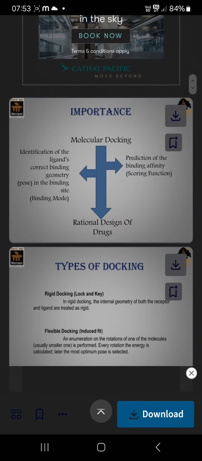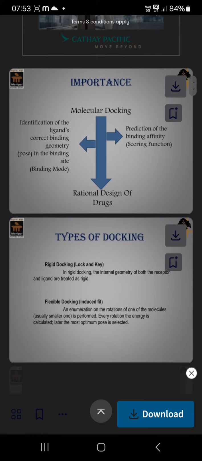Now, friends, what is the importance? Molecular docking: rational design of drugs. That is the main aim. Identification of the ligand's correct binding geometry, that is the pose in general language, in the binding site, and prediction of the binding affinity using a scoring function.